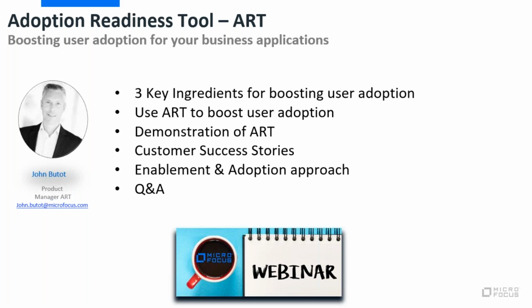So here's the agenda today. We're going to show you 3 key ingredients for boosting user adoption and how to use ART to get it done. We'll also show you ART in a demonstration. We'll talk about some customer success stories, and then we'll show you the Microfocus enablement and adoption approach. After that, we can jump into some Q&A.